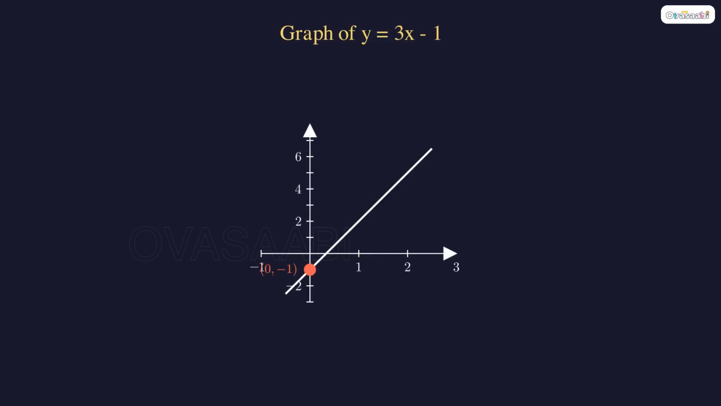Here is our line on the graph. It crosses the y-axis at -1, and for every one step right, it goes 3 steps up. That confirms gradient 3.